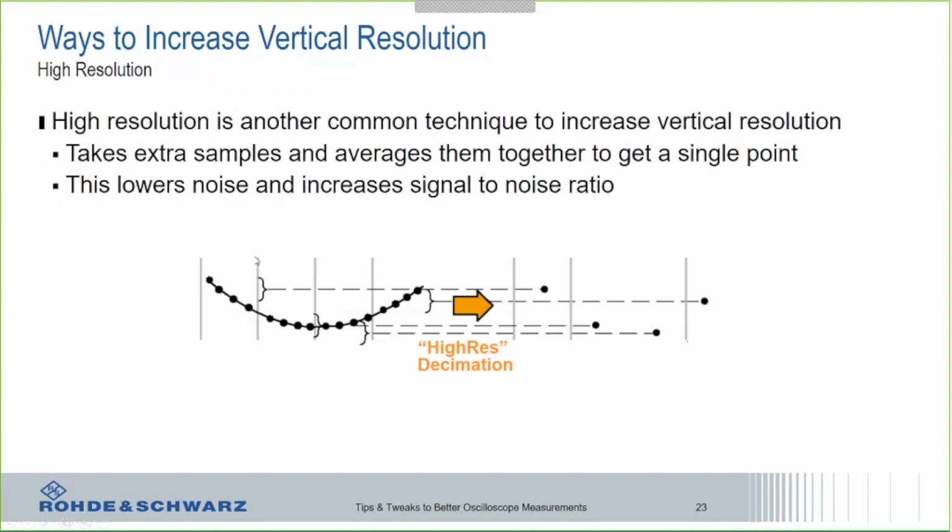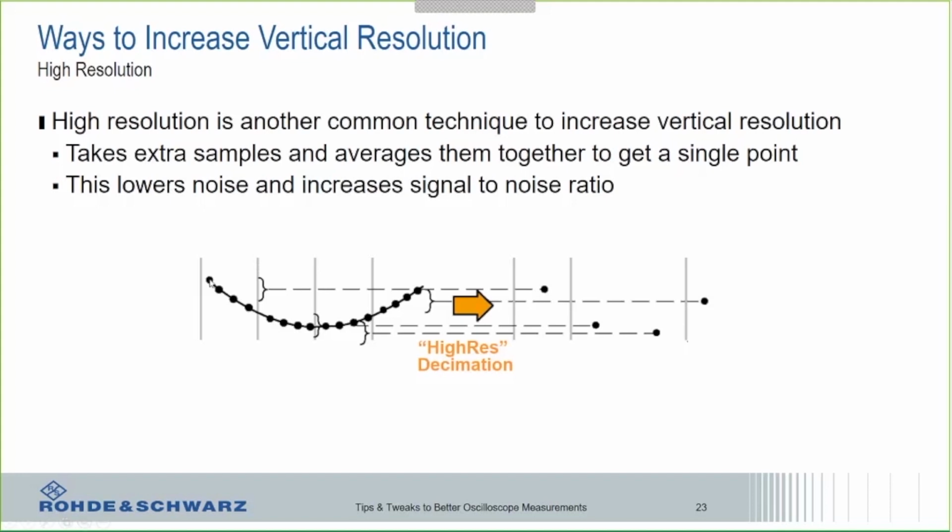Another common technique to get more vertical resolution is called high resolution. Most oscilloscopes call it high resolution. Some oscilloscopes will call it something like enhanced resolution. But essentially, it's often a boxcar average. What it does is it takes extra sample points. So if your ADC is running at, let's say, 5 gigasamples per second, but you're at a sweep speed where you only have enough memory depth to store a gigasample per second, well, now you have a bunch of extra sample points that you can use within the high resolution mode to get an increased signal-to-noise ratio.